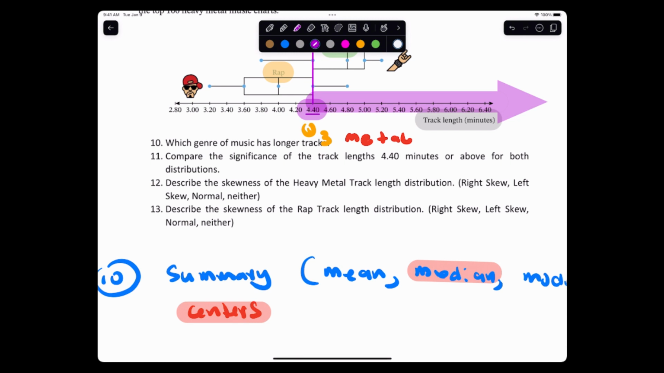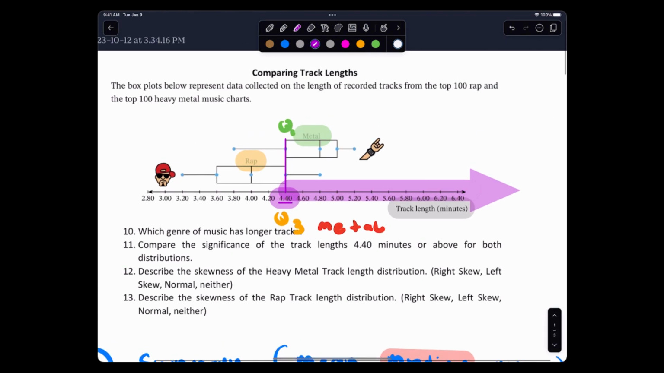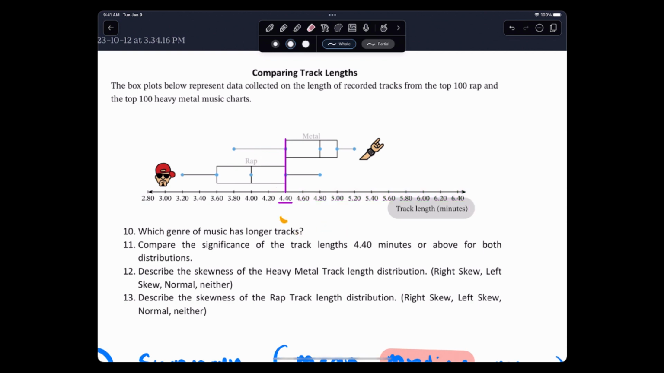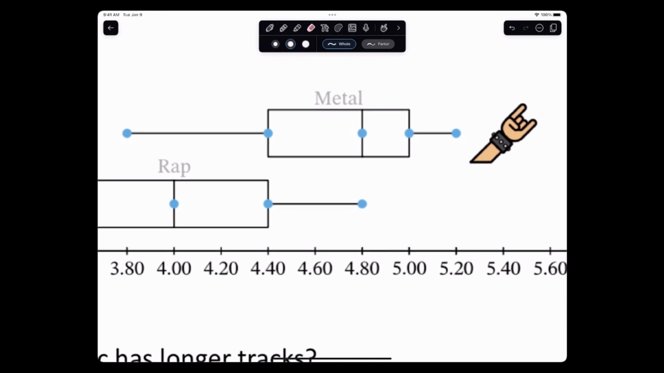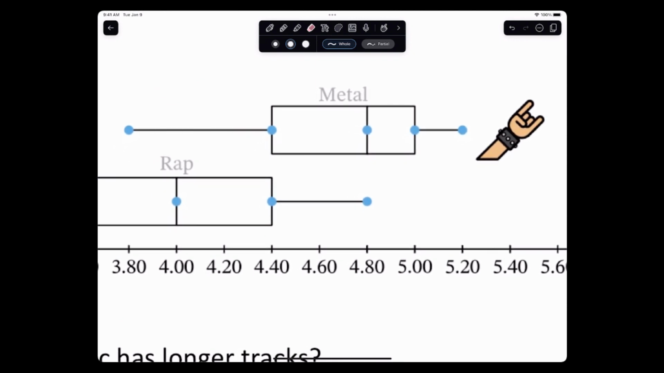Describe the skewness for the heavy metal. Okay, skewness now. Do you guys remember what we talked about in terms of being skewed? What would you guys say for heavy metal about the skewness? This left whisker is longer than the right whisker. Is that right? And maybe you want to look at it down here. This left length is bigger than the right length. What did that mean? Do you guys remember?